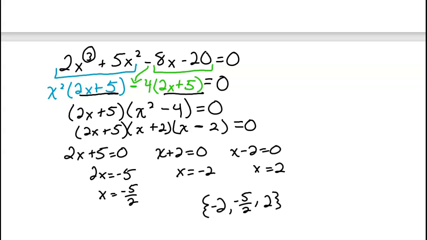So I want you to try some more of these with the higher degrees using the zero product property.